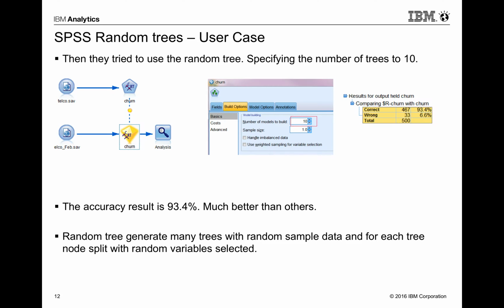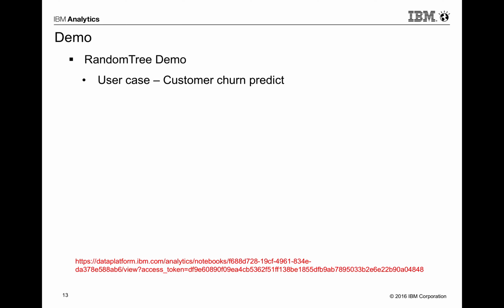It's because random forest generates many trees with random sample data, and for each tree node, the split uses a randomly selected variable. It's the importance of randomness. Because we split the testing and the training data, we can get better accuracy. From this use case, we can find the random forest advantage: better accuracy.